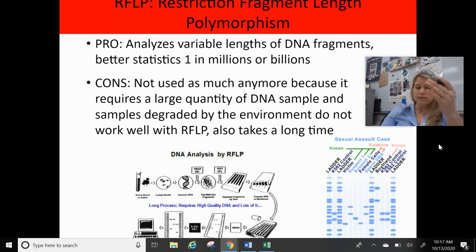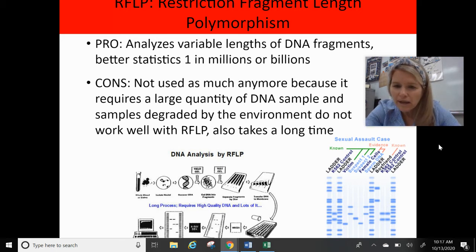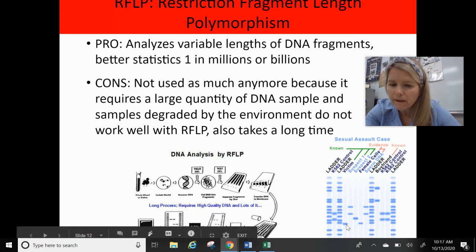You can see the process down below. The process is similar for a lot of them. But look at the sexual assault case I have on the bottom right. Look at suspect 1 and suspect 2. Okay. And here is the victim. Who does it look like it lines up with? Suspect 1 or suspect 2? Or neither?